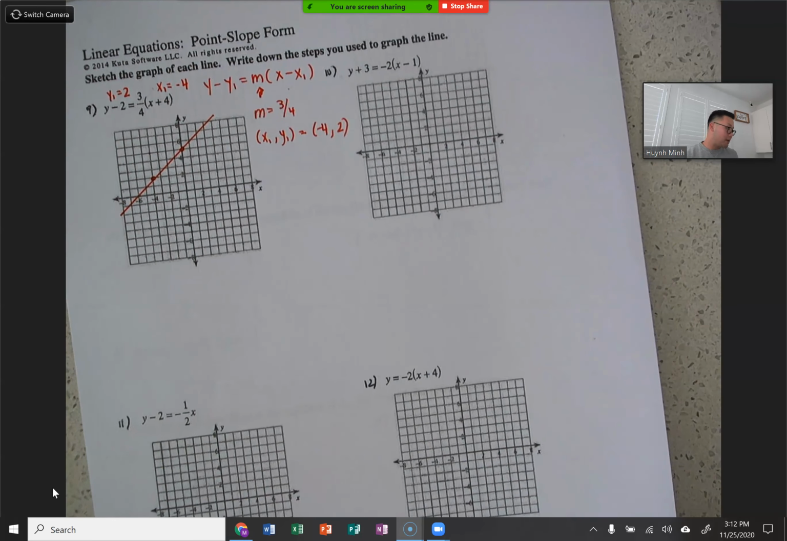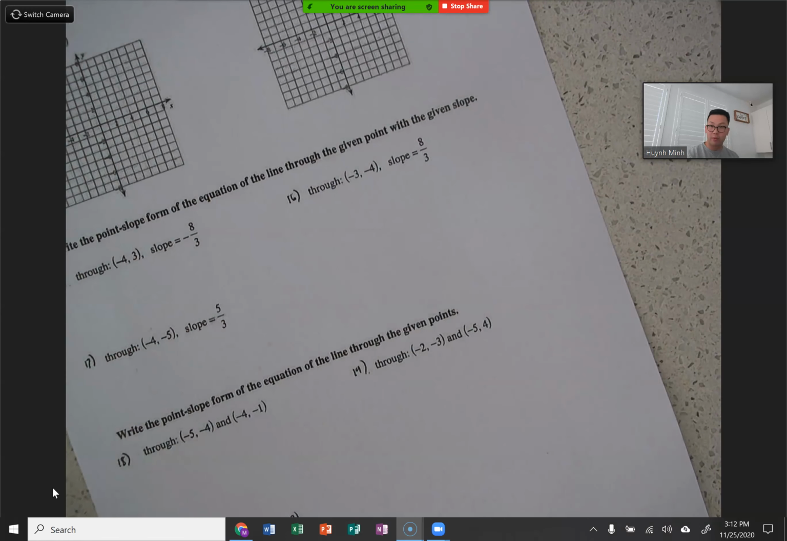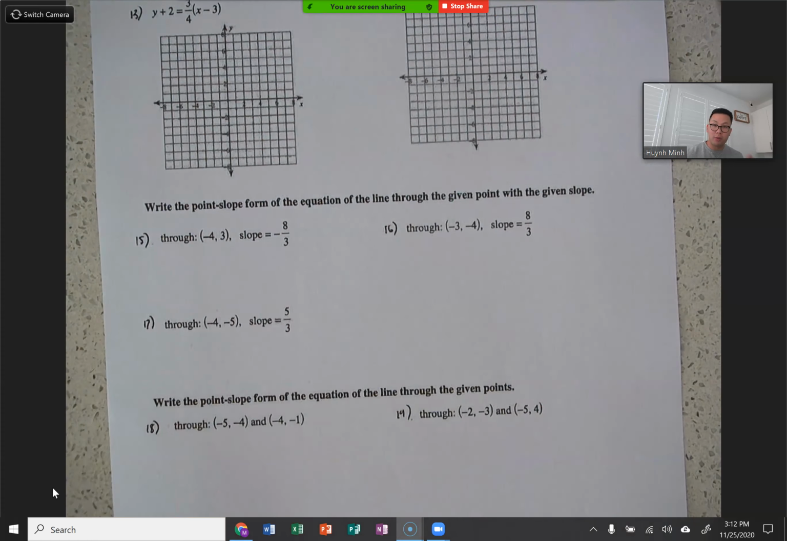All right. And then here comes the last type of problem. And remember, you only do 1 through 17. I already knocked out several of the problems. We're going to do problems 15, 16, and 17. So for 15, 16, 17, it says write the point-slope form of the equation of the line that goes through the given point and the given slope.